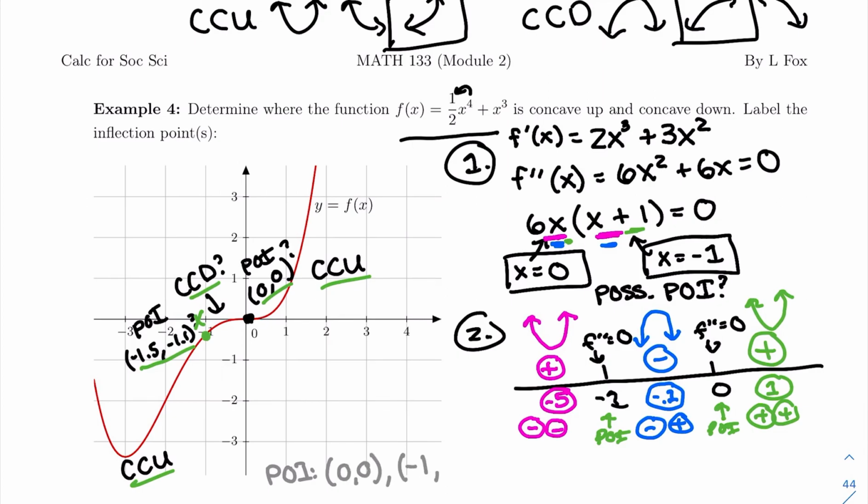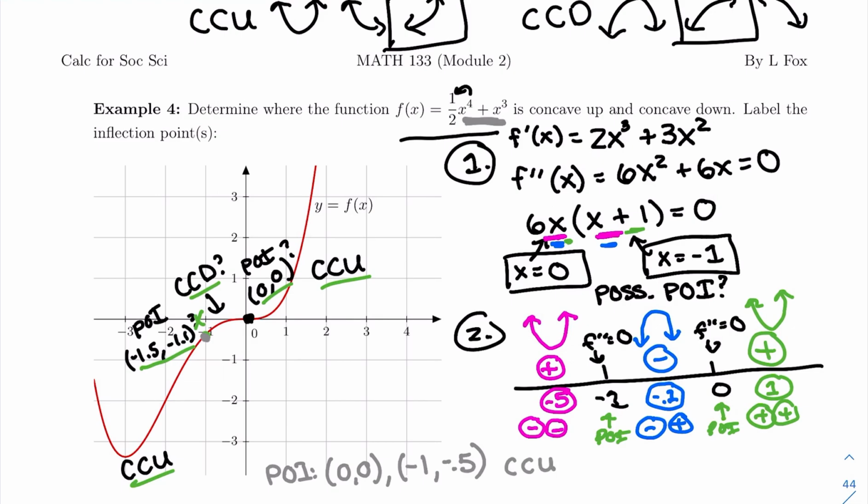I could try to estimate this y value by looking at the graph, or I could plug into the equation. 1/2 times -1 to the 4th is just going to be 1/2, plus -1 cubed is going to be -1. So I have 1/2 minus 1, which is -0.5, or -1/2. Which maybe you could tell by looking at the graph that it was -1/2, but you could also just plug into the original equation, will give you the y value of an inflection point.